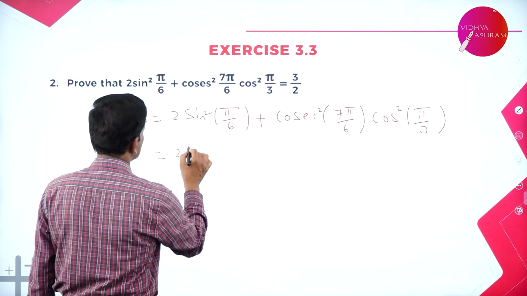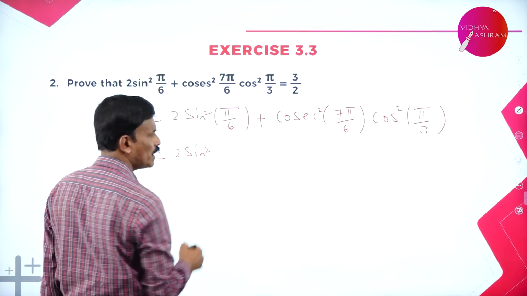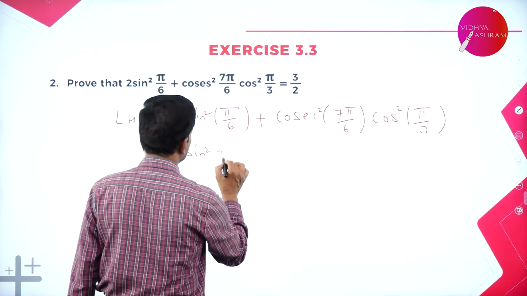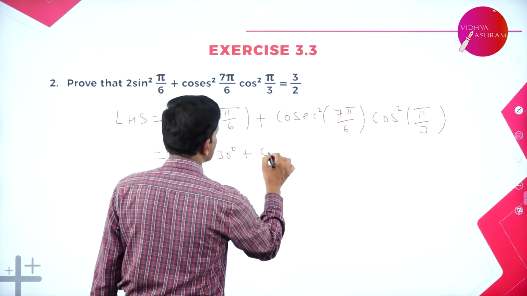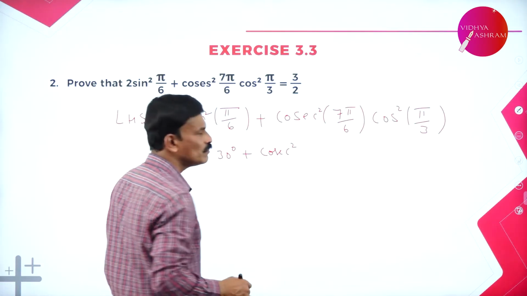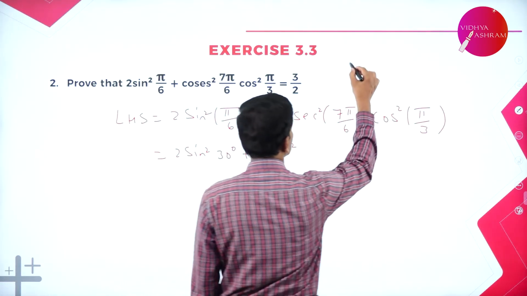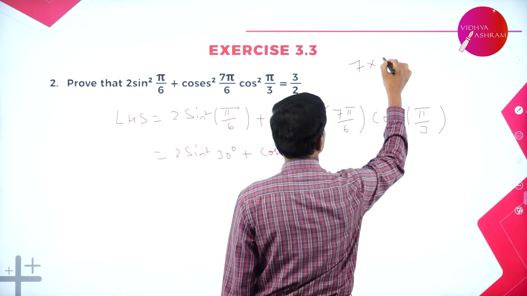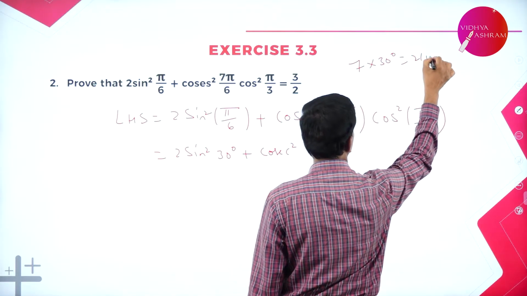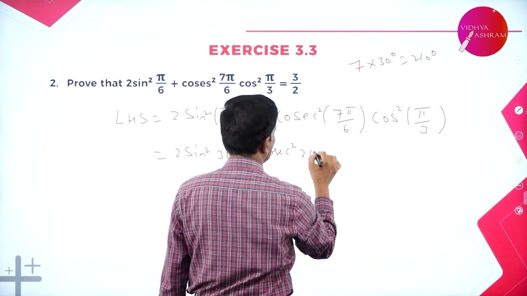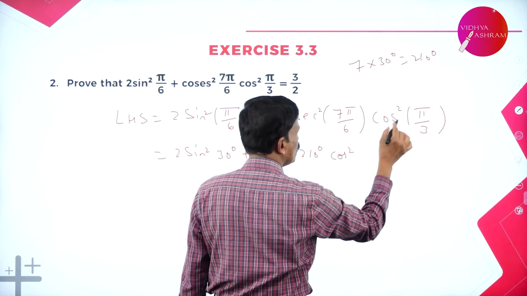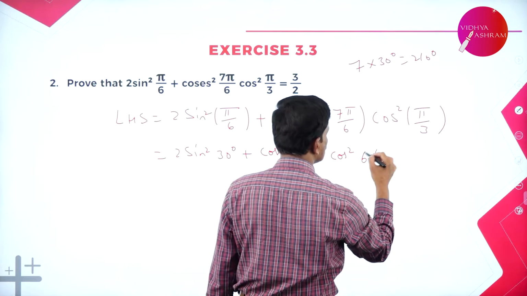So we know this 2 sin square pi by 6. Pi by 6 is nothing but 30 degrees, plus cosecant square 7 pi by 6. Pi by 6 is 30. 7 3s are 21, so 210 degrees. And cos square pi by 3 is nothing but 60 degrees.